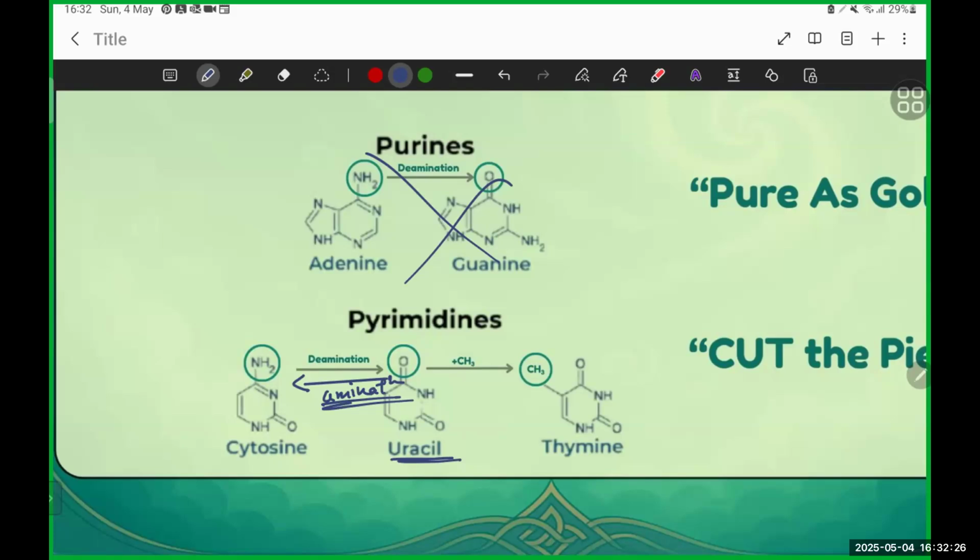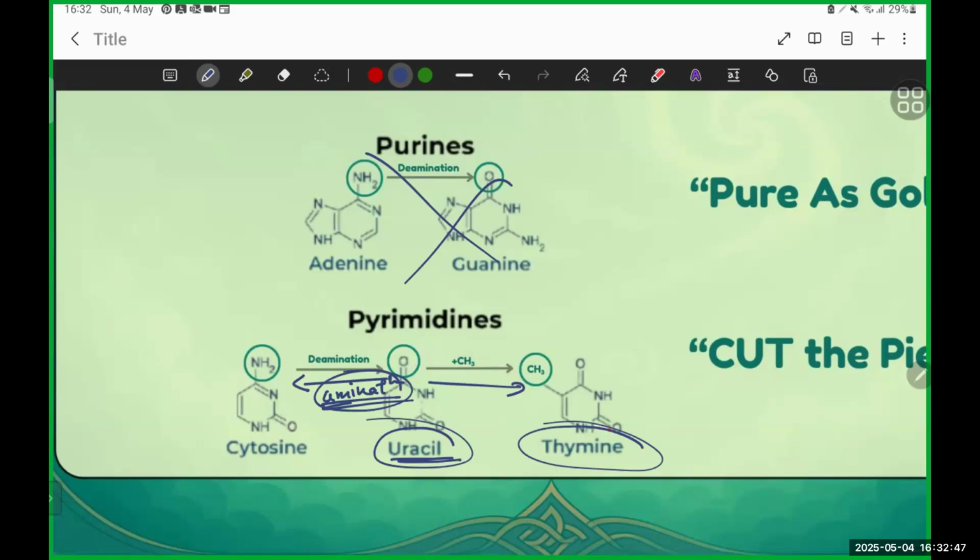All right, glutamine. Okay, this is called amination, from the name itself. And the same uracil, when you take it to form thymine, you're gonna add a methyl group.